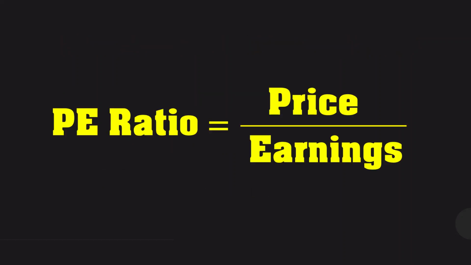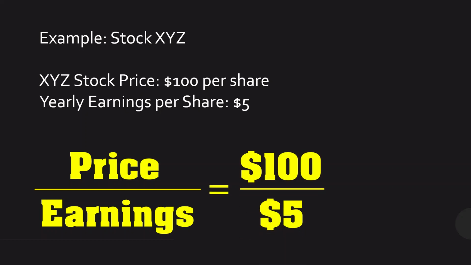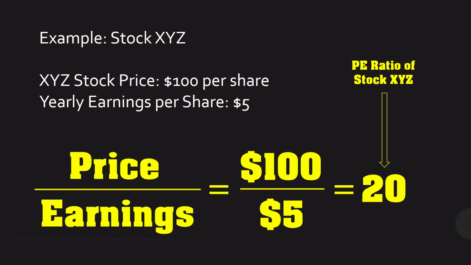So if you could put two and two together, the price to earnings ratio is just the price divided by the earnings. For example, say stock XYZ is trading at $100 per share today, and the past year's earnings per share was $5. We would take the $100 price per share and divide it by the $5 EPS, and that would give us a PE ratio of 20 for stock XYZ.